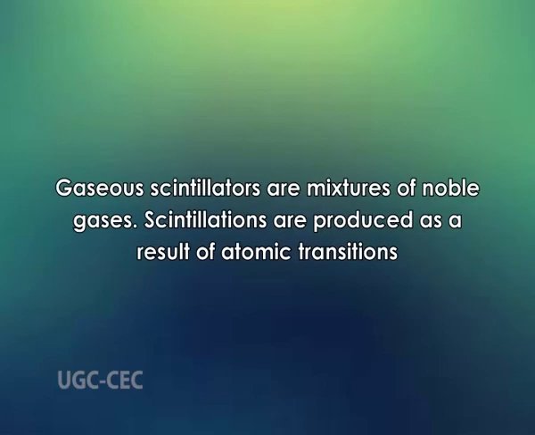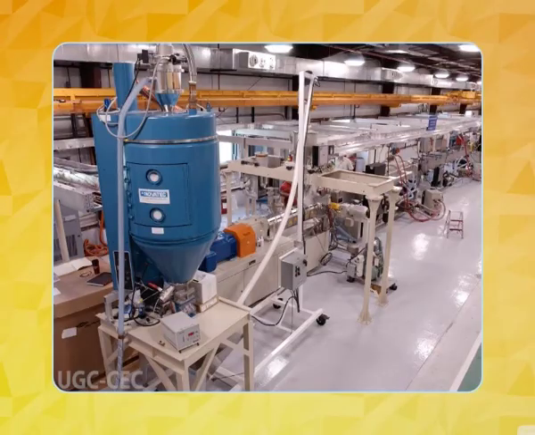Gaseous scintillators are mixtures of noble gases. The scintillations are produced as a result of atomic transitions. Since the light emitted by noble gases belongs to the ultraviolet region, other gases such as nitrogen are added to the main gas to act as wavelength shifters. Thin layers of fluorescent materials used for coating the inner walls of the gas container achieve the same effect.